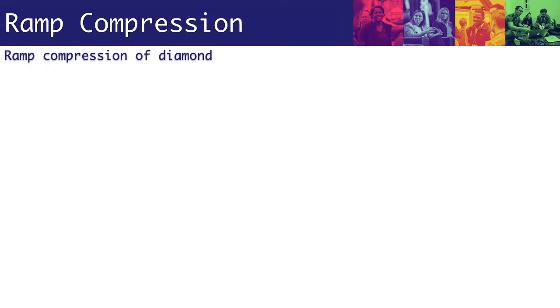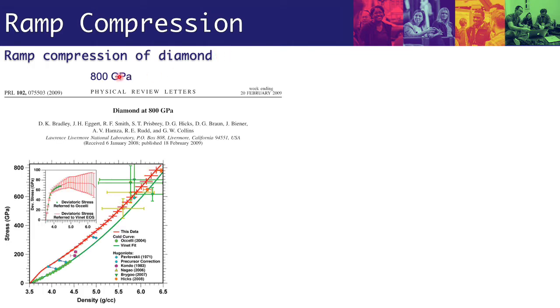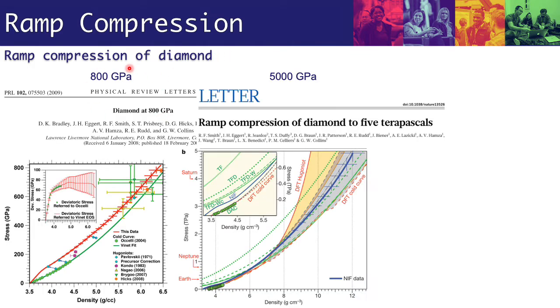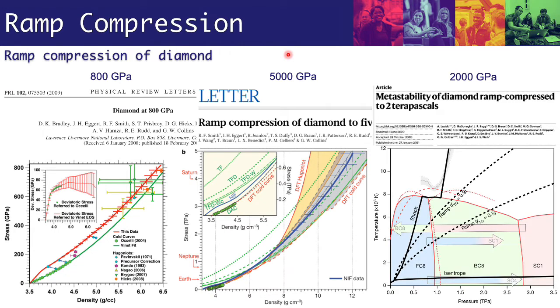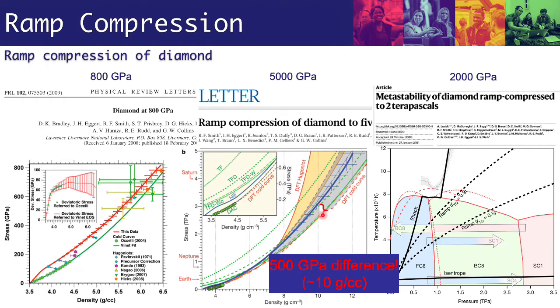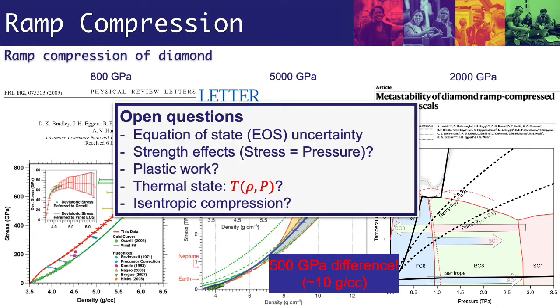If we take a look at the RAM compression experiments of diamond in particular, we can find experiments that have taken diamond up to extreme stresses of 800 GPa, then to 5000 GPa, and then to 2000 GPa more recently. Unfortunately, the temperature measurements in these experiments were not possible, and temperature estimates were only available through models whose estimates have not been validated yet. Actually, there exists a large offset between the cold curve and the stress-density data that cannot be explained by temperature only. So this leaves a lot of open questions for RAM compression.